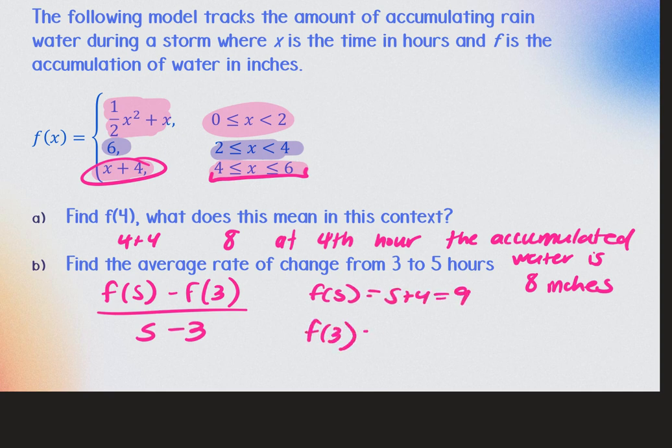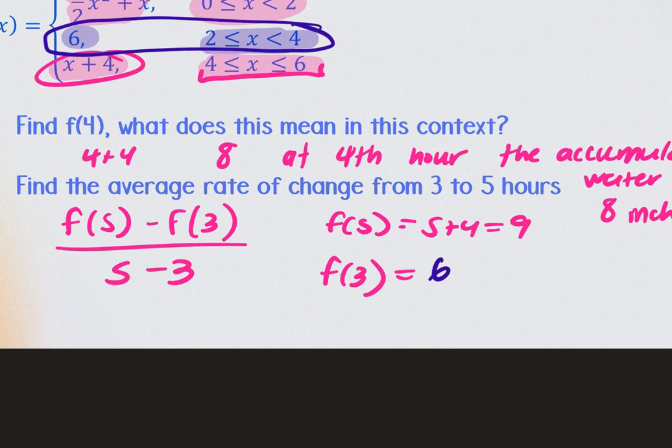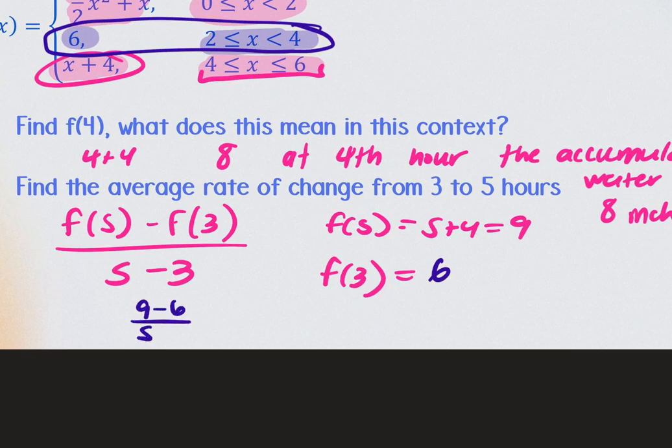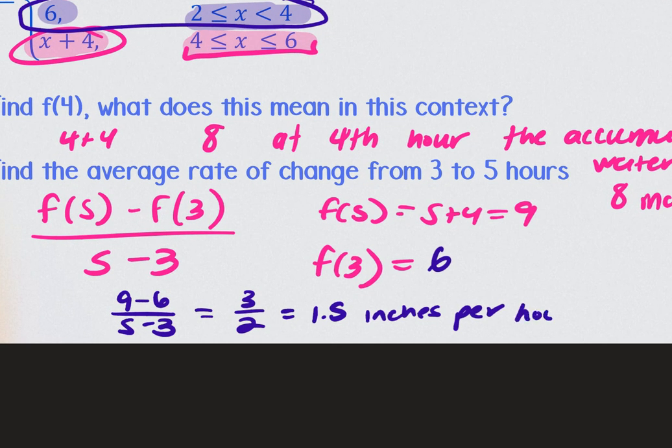And for 3, do I use top, middle, bottom? Middle. For middle, there's nothing to plug in. F of 3 is 6. Okay. And then I'd get 9 minus 6 over 5 minus 3, or 3 halves. Which you can leave like that. You can make this 1.5, whatever it is, but we're talking about a real world scenario, so there are units here. So it is blank per blank, which is what? Inches per, good, hour is my time unit.